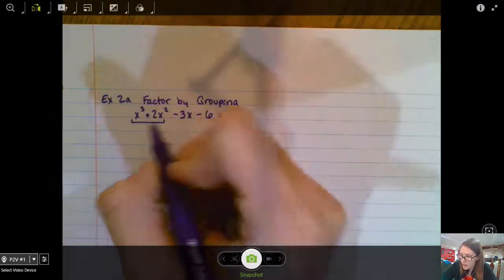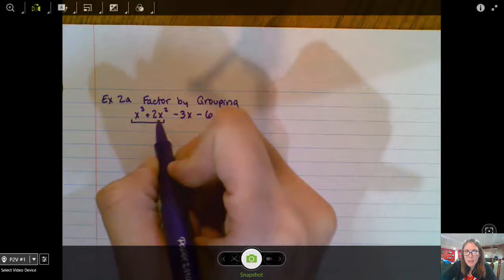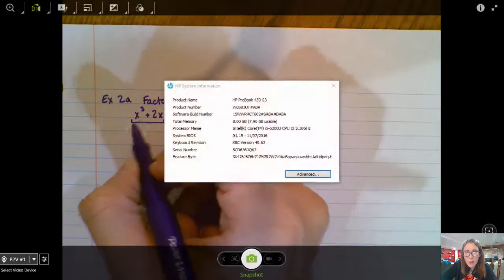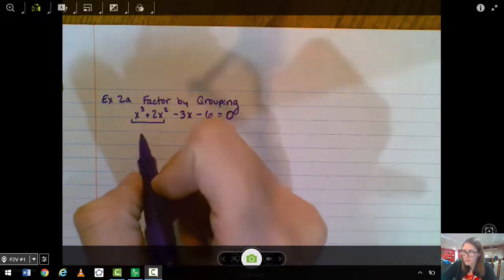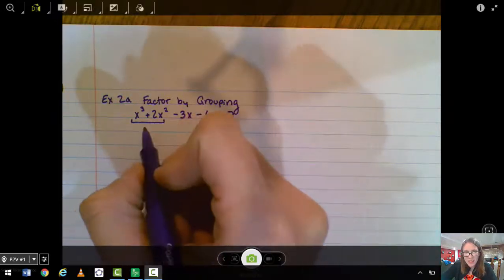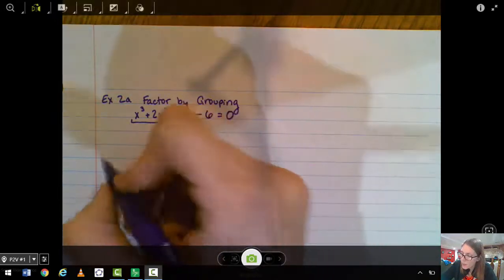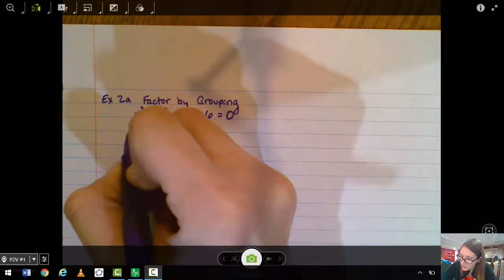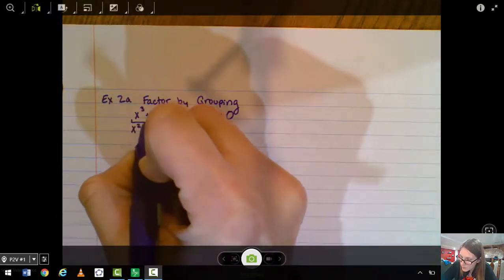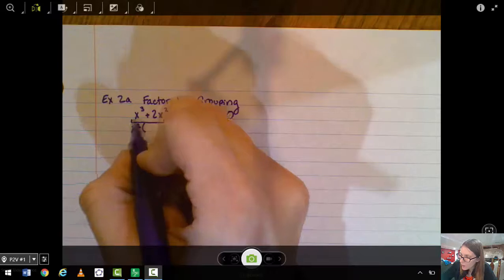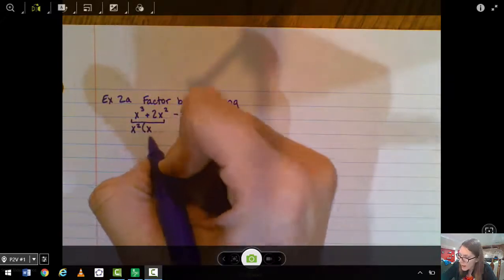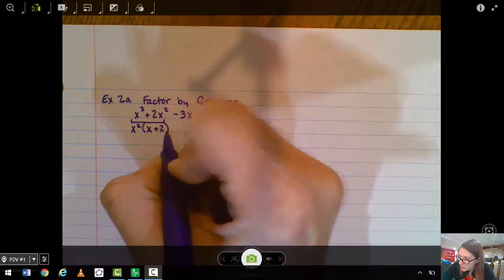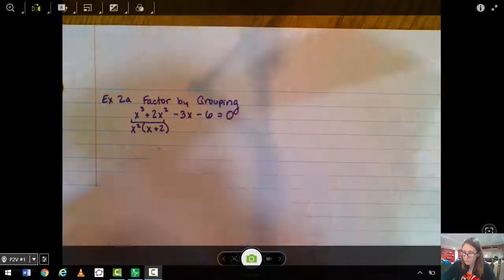So I want to see x to the third plus 2x squared. What do these have in common? Both of these terms have an x squared that we could factor out. And then I would be left with x squared times x is x to the third. X squared times 2 is 2x squared.